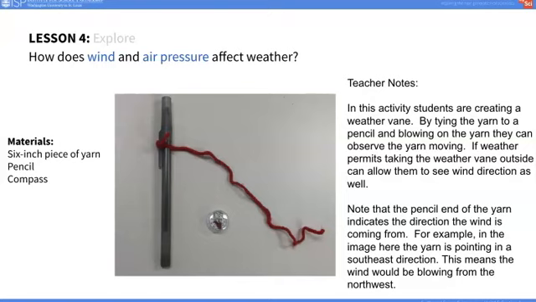Using the wind vane and compass, students can determine the direction the wind is coming from. For example, in the image on the screen, the yarn is pointing in a southeast direction. This means the wind would be blowing from the northwest.